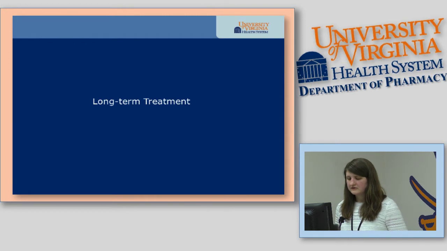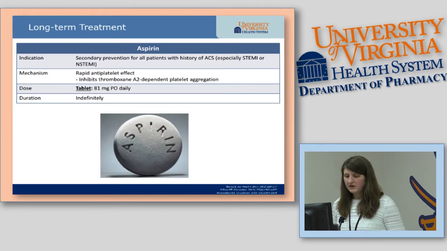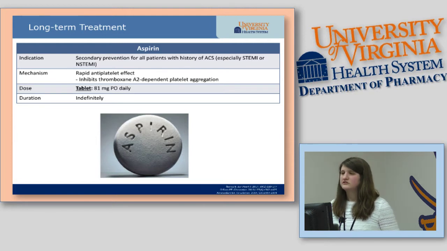So now we'll switch gears a little bit and talk about long-term treatments after patients go home when they've experienced an acute coronary syndrome. So as you probably guessed, we'll talk about aspirin. This is a really key medication, not only in that acute setting, but also long-term. So it's used for secondary prevention for all patients with a history of acute coronary syndrome, especially STEMI or NSTEMI. Still has that antiplatelet effect, and the dose is a baby aspirin, so the 81 milligrams by mouth daily. And you'll stay on that indefinitely unless there's reasons to stop.